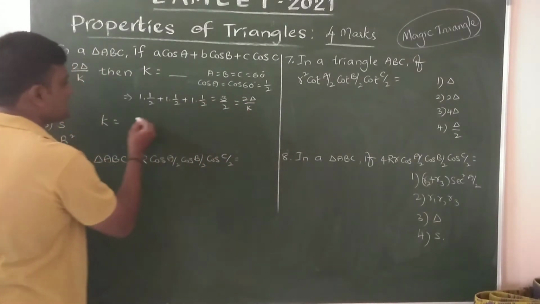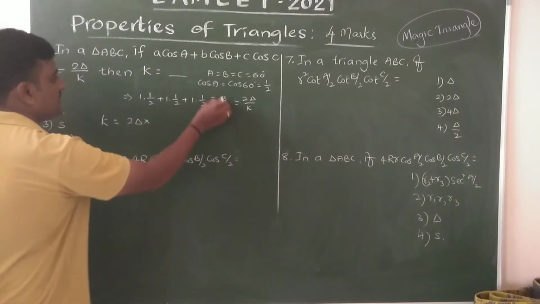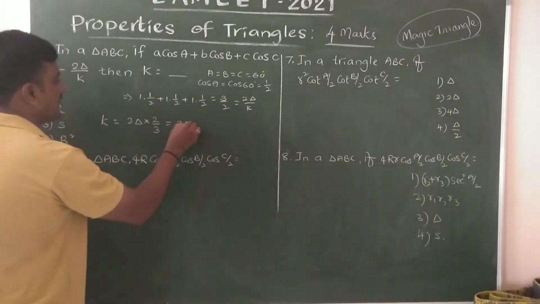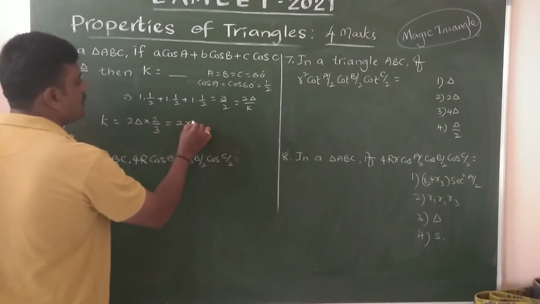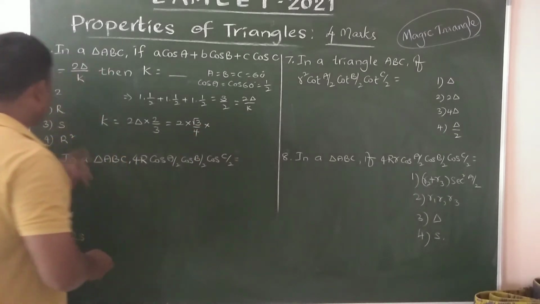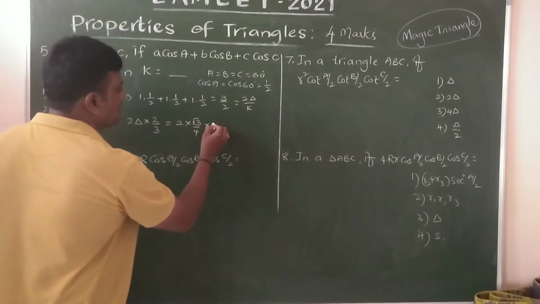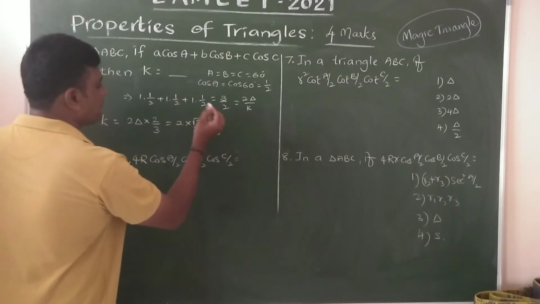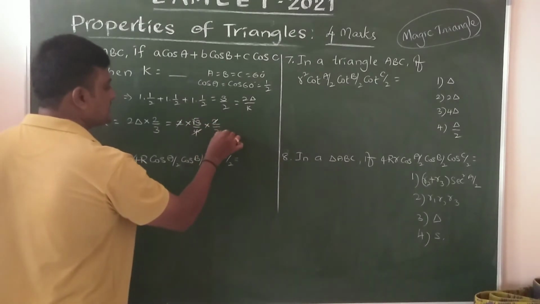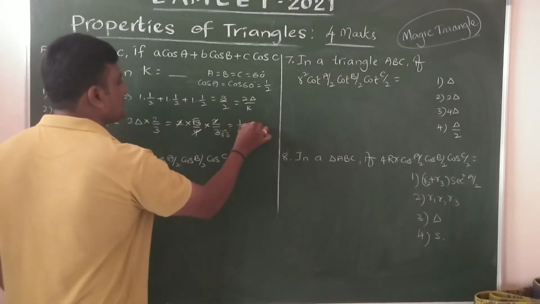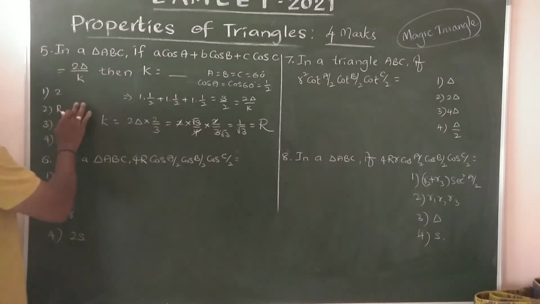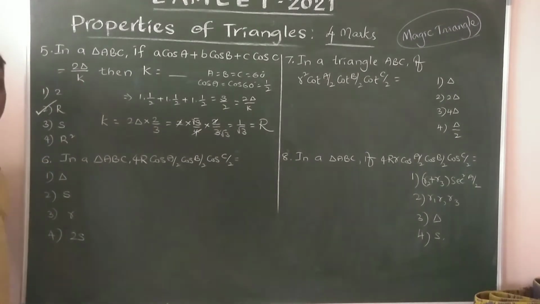k equals, bring this side, 2 delta into 2 by 3. But we have delta equals root 3 by 4. We should remember the values of delta, capital R, S, small r, R1, R2, R3. 2 by 3, 2 and 4 cancel. Now root 3 is 1 by root 3, which equals capital R. So k equals capital R. Which option? Second option.